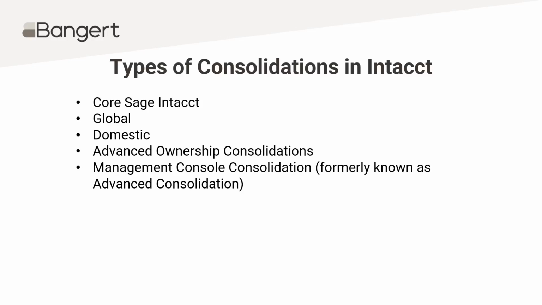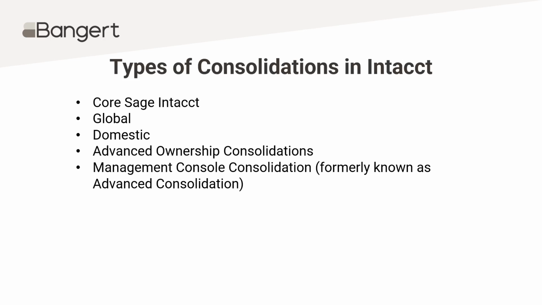There are 4 different types of consolidations in Intacct. You have global consolidation, domestic consolidation, advanced ownership consolidation, and management console consolidation. There is also a manual way of doing consolidations in Intacct. I just call it the core Sage Intacct consolidation method, where you can manually make your journal entries. And we have a video on how to do your manual consolidation as well.